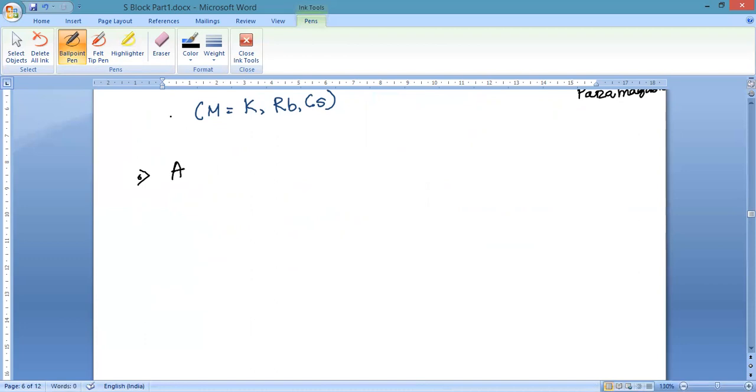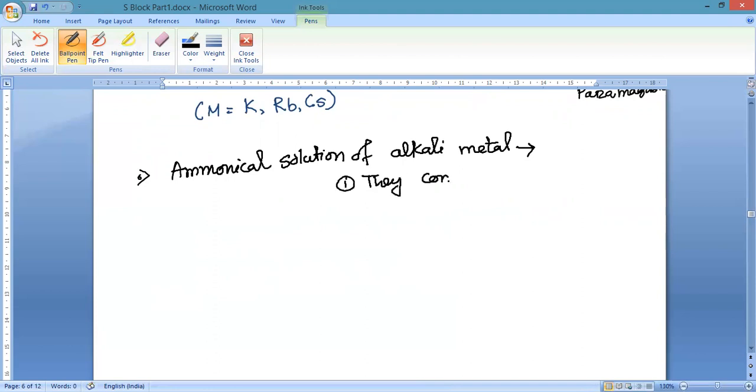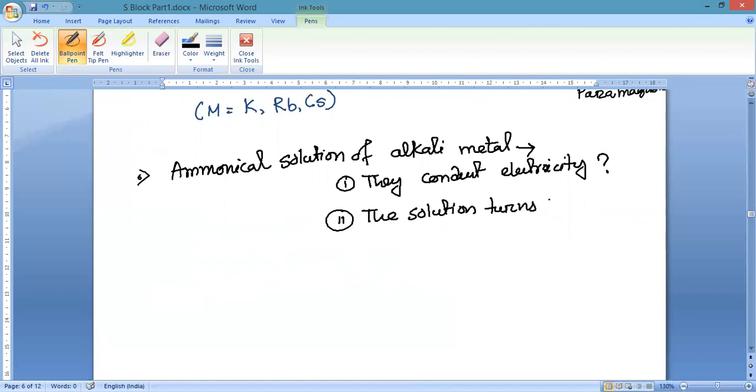Now coming to the next topic: ammoniacal solution of alkali metal. So ammoniacal solution of alkali metal. First question is they conduct electricity. Why? इलेक्ट्रिसिटी क्यों यहाँ पे शो करेगा. और द सॉल्यूशन turns blue color. So why it is like that?